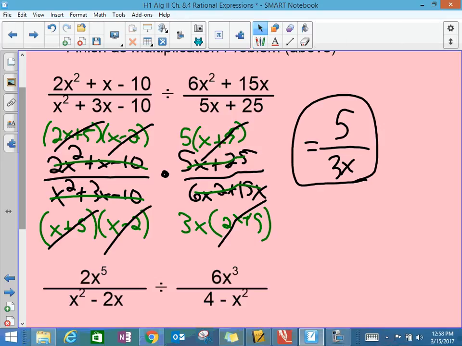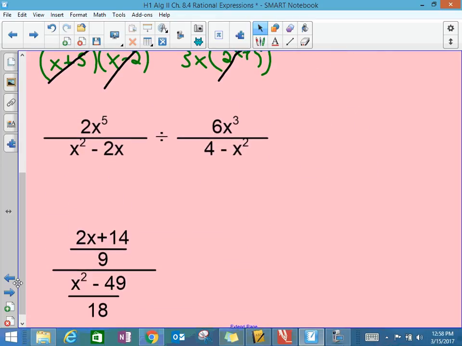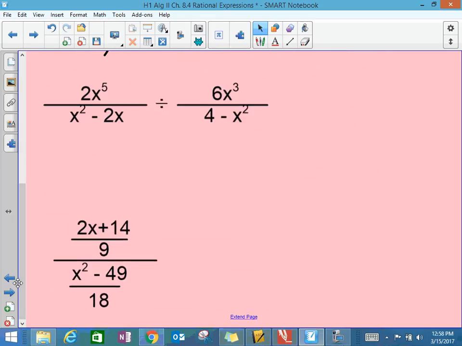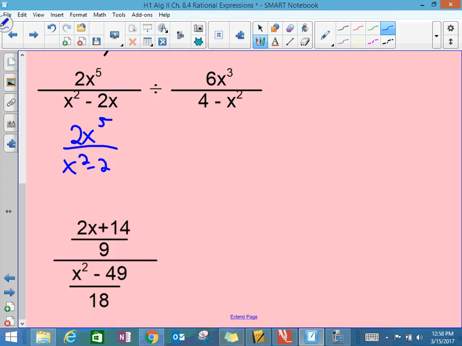All right, let's try just 2 more. So again, first I'm going to rewrite. So first, let's just rewrite. So change it to multiplication. Flip it.